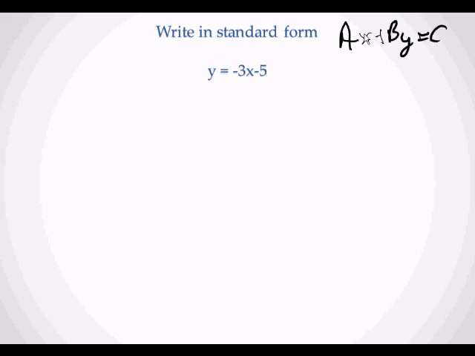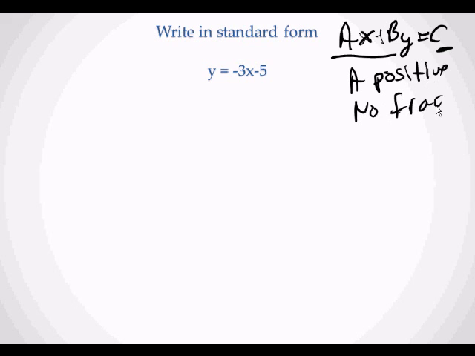Write in standard form. So standard form looks like this: ax plus by equals c. In other words, x and y have to be on one side, and c, the number without the x, on the other side. A must be positive, and there's no fractions allowed. This is what standard form is.